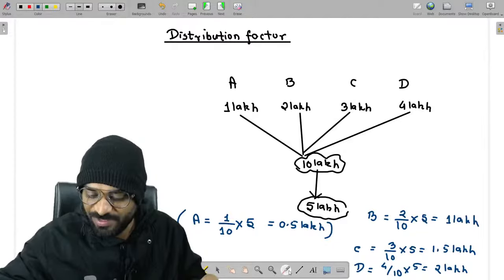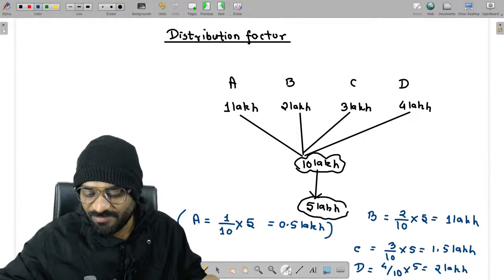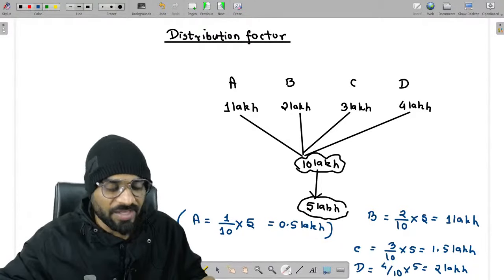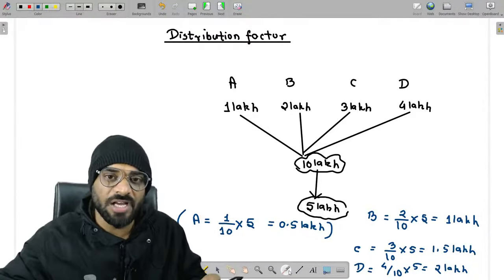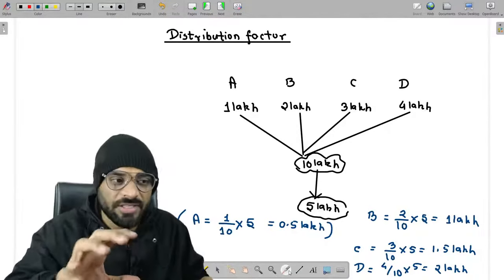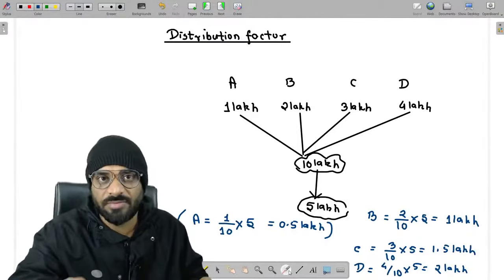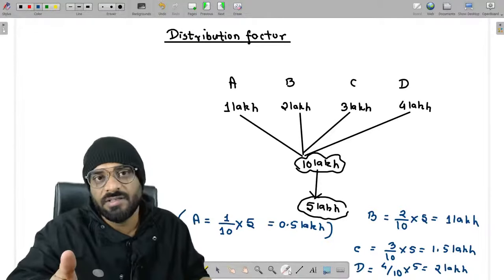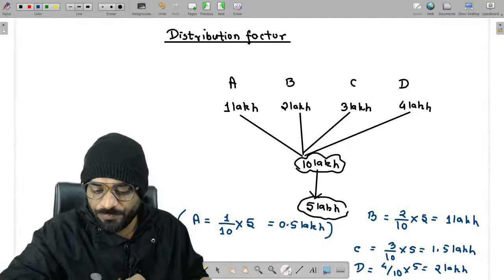According to equal proportion. Ashish, actually it should depend upon the amount of investment, how much amount they have invested in the company, because as per their risk, they should get the profit also, right?